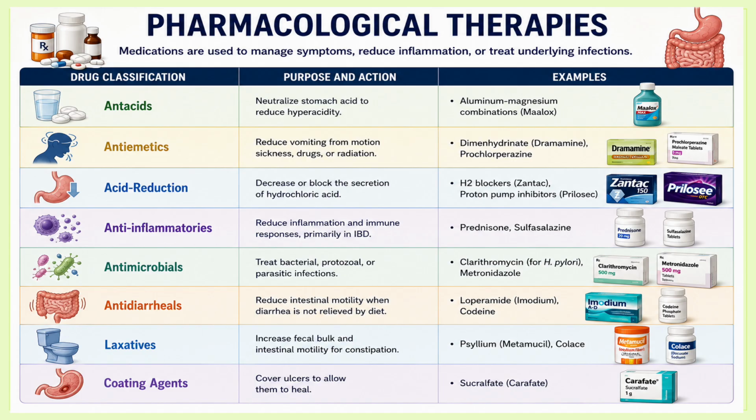Then you have antidiarrheals. These reduce intestinal motility if the diarrhea is not relieved by diet. And they're not very recommended a lot unless it's severe. Then you have laxatives. These increase the bulk, right? Intestinal motility for constipation. Then you have coating agents like sucralfate, we call it. And basically, they cover the ulcers to allow them to heal. It creates a covering over the ulcers. So as food is being digested, they don't irritate those ulcers and have a protection.